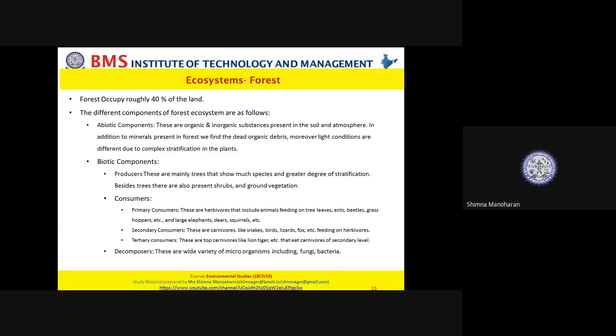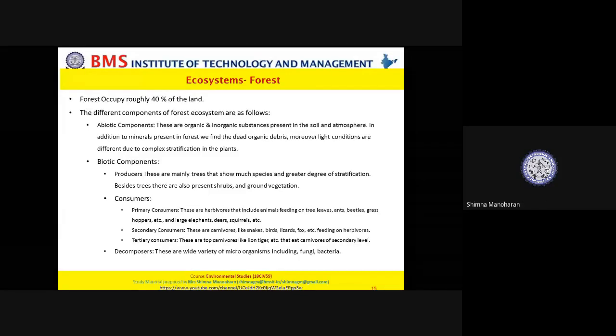Then the minerals and all, yeah, good. Animals, good. Thank you, Sri. Thank you, Varsha. Okay, so abiotic components are the organic and inorganic, non-living substances that are present.